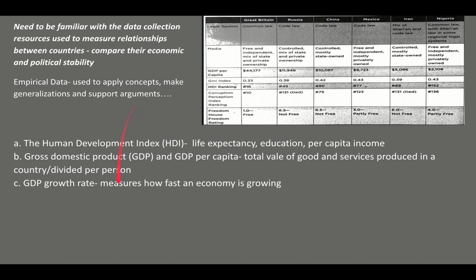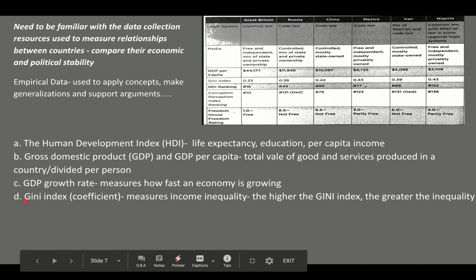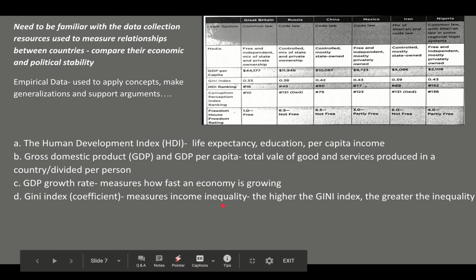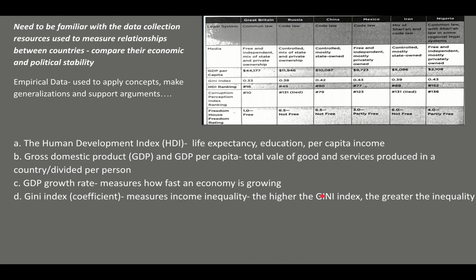Okay, GDP growth rate measures how fast an economy is growing. You want a growth rate of about 2 to 3%. Gini index, or the coefficient, measures income inequality. So the higher the index number, the greater the inequality in your country. So you want it to be low.